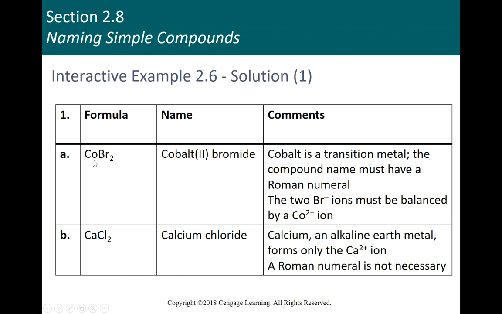As I mentioned earlier, cobalt is a transition metal. You don't know what charge it is until you figure out that bromine's a -1, total of -2 here, so that has to be a +2. On this one, we know calcium is in group 2, or the alkaline earth metals, so it's a +2, and we don't need any Roman numerals, so this is just simply calcium chloride.